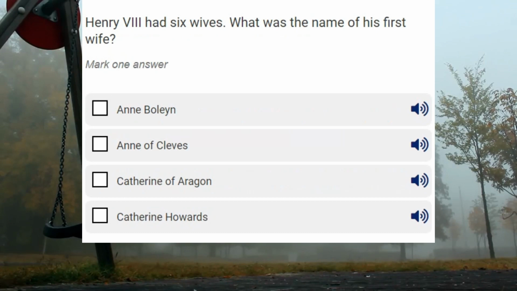Henry VIII had 6 wives. What was the name of his first wife? Anne Boleyn. Anne of Cleves. Catherine of Aragon. Catherine Howard. Correct answer: Catherine of Aragon.